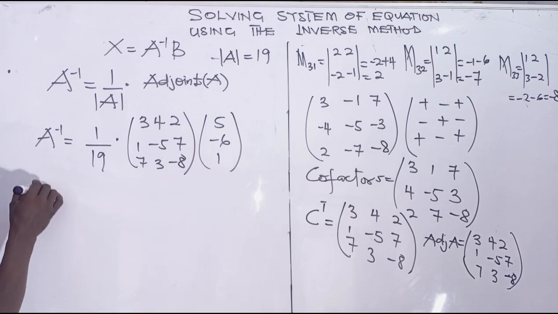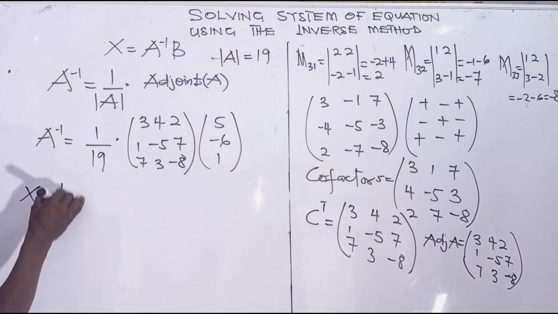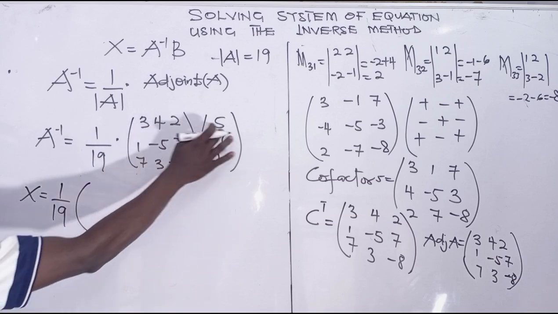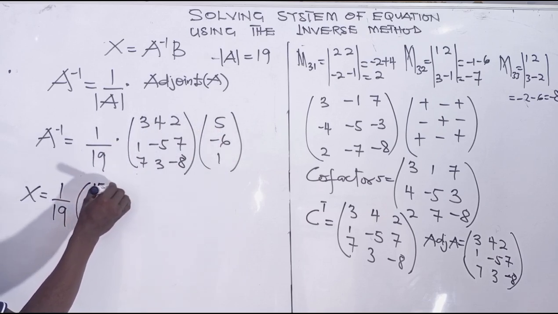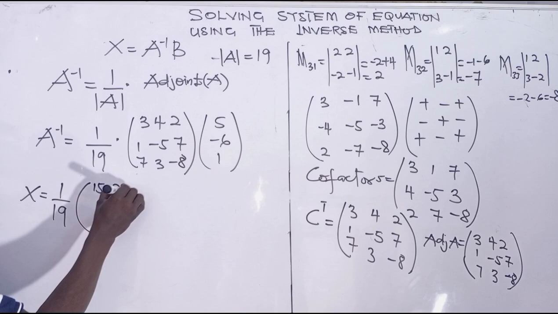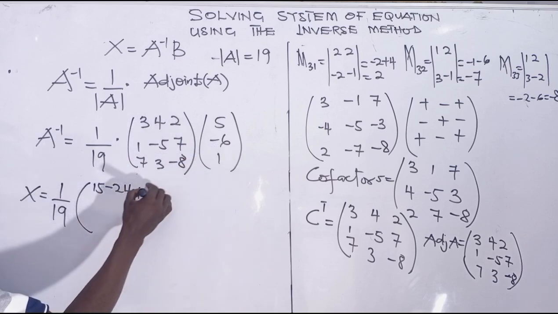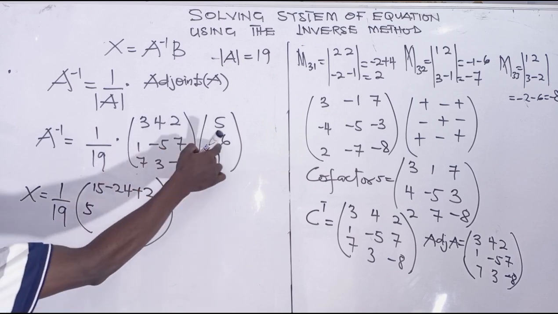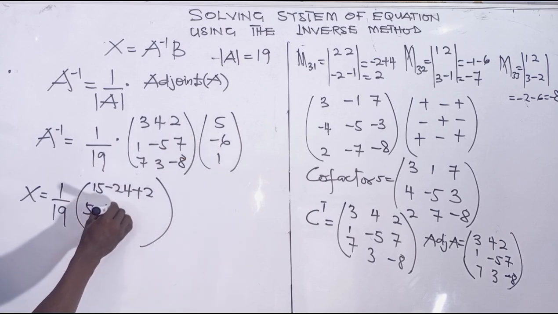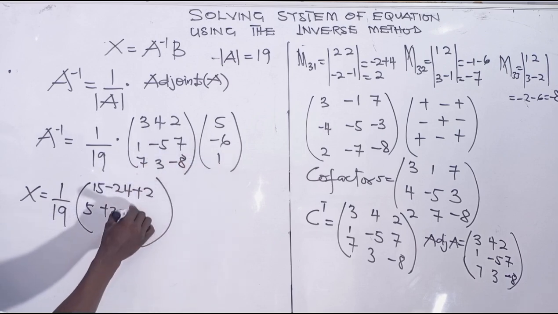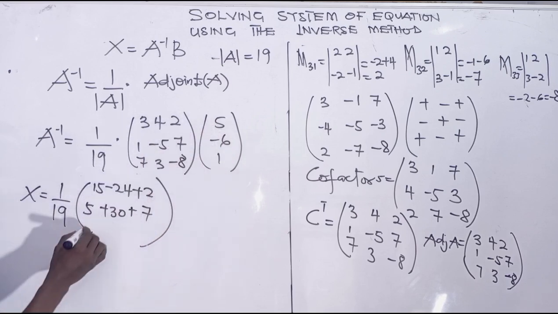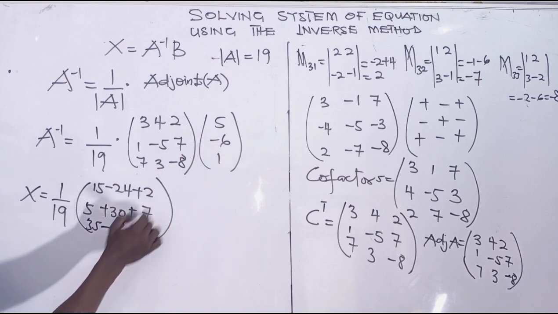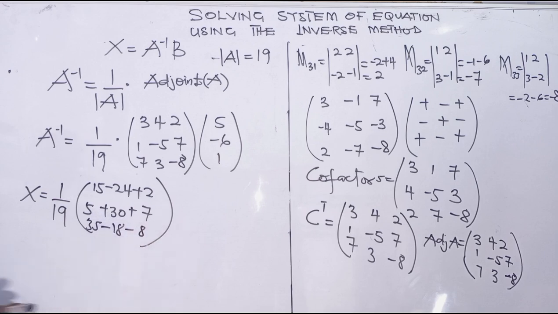So we are going to expand the bracket. We have our x is equal to 1 over 19. Let's expand the bracket. This times this will give us 15. Minus this times this will give us 24. This will give us 2. 1 times 5 will give us 5. This and that will give us plus 30. 7 times 1 will give us 7. 7 times 5 will give us 35. Minus 18. 8 times 1 will give us 8.